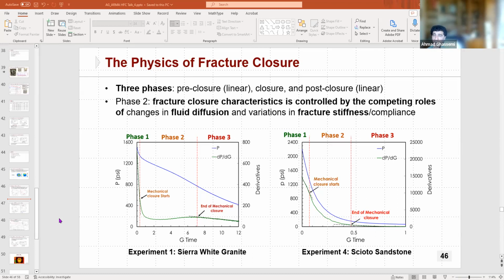But again, going back to the concept of fracture closure and trying to frame that in a clearer way, I think lab scale data is very useful because you can control things a bit more. Very good.